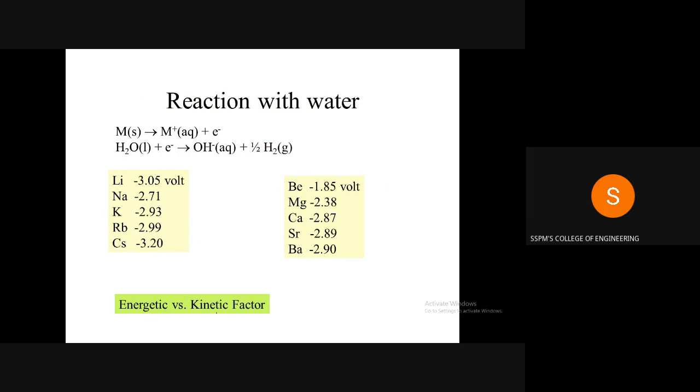So, energetic versus kinetic factors. Lithium at 3.505 volt gives the hydration reaction and forms lithium hydroxide. Sodium hydroxide will form at minus 2.71 volt. So these are the temperature or energy requirements for the hydration reaction. Reaction with water means what? It is a hydration reaction.